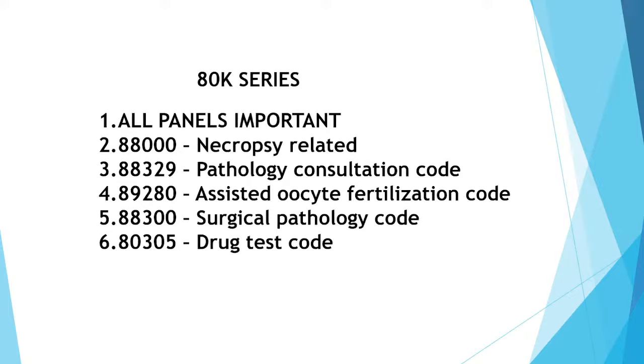And the 80K series, all panels are very important. Metabolic panel, hepatic panel, comprehensive panel, everything. All panels are very important. And next, 88000 necropsy related code is important. 88329 pathology consultation code is very important. 89280 assisted oocyte fertilization code is important. 88300 for surgical pathology code is also important. 80305 drug test code is also important. So these are the important areas, guys.